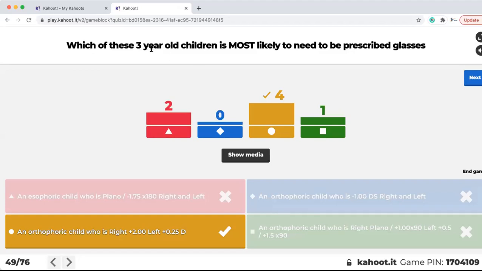The first, you should note the age. Here we have a fixed age. So luckily we don't have different ages, but we have a fixed age. So this will make our mission much easier. Then the second variable will be the error of refraction.